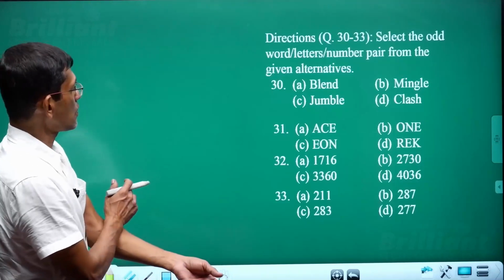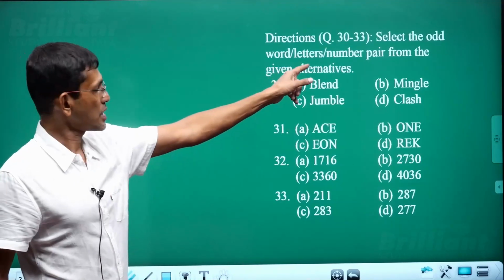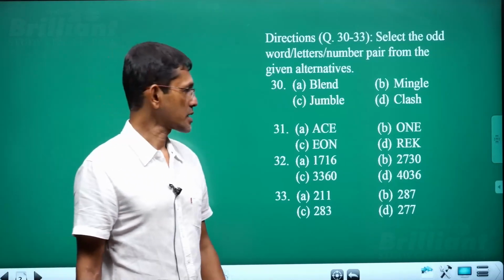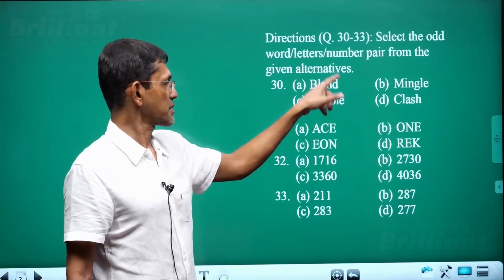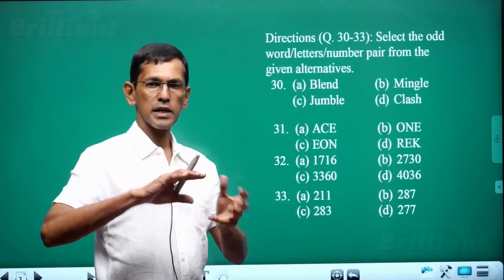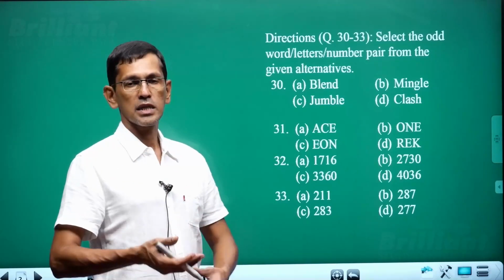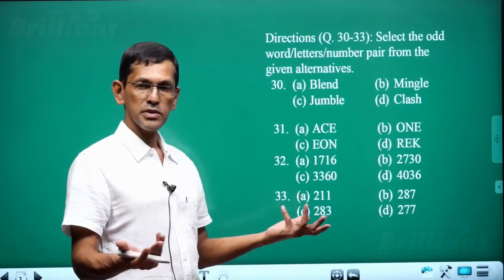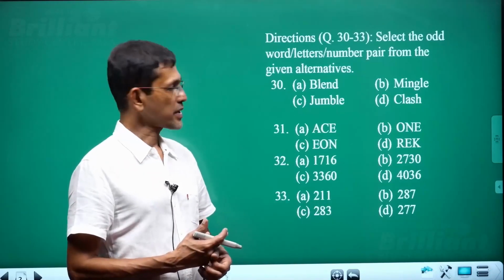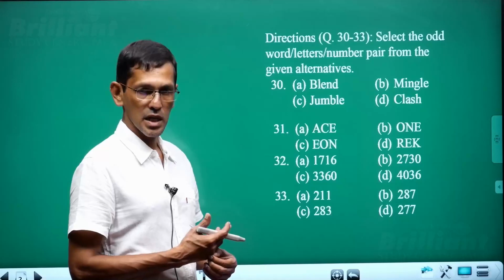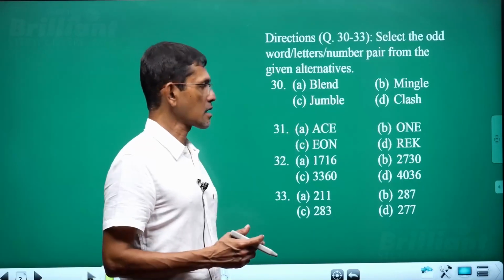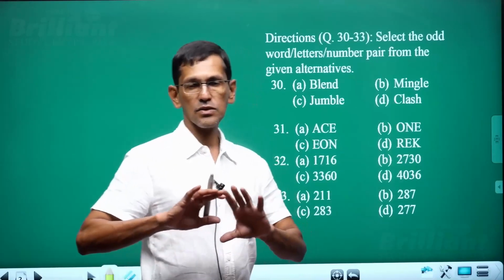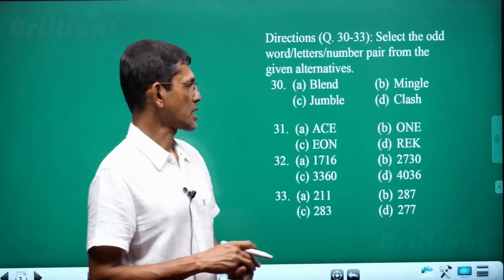Next one: select the odd word or odd letters or odd number pair from the given alternatives. Blend, mingle, jumble and clash. So we need to pick the one which is different from the group. Blend means blending or mixing, getting mingled, all those things. Mingle is the same thing, mingle with a crowd, right? So that's mingling, blending, synonyms. Looks like blend and mingle have similar meaning. Now we have clash. Well, clash is totally different. It is not mingling with other people.